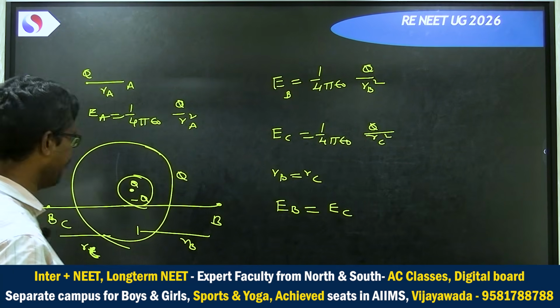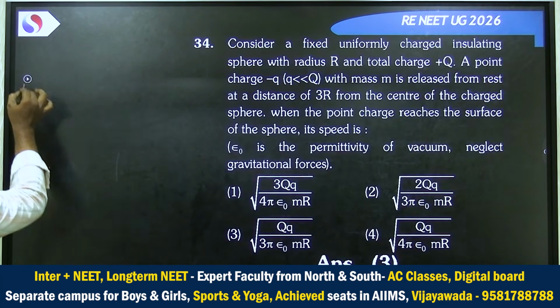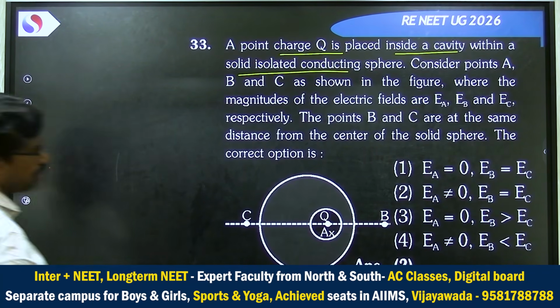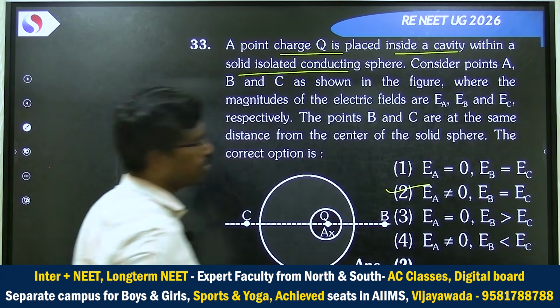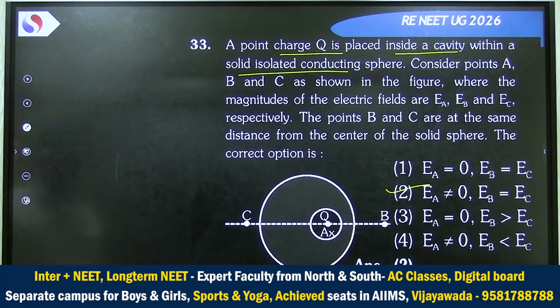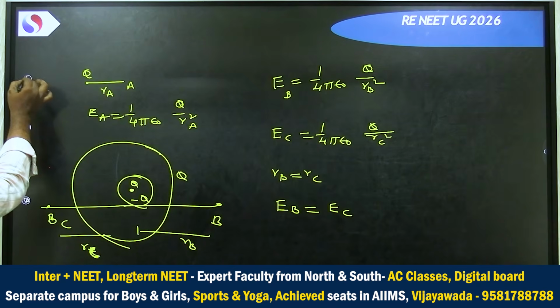Now our answer is E not equal to 0 and EB is equal to EC. This is the 33rd question. Next.